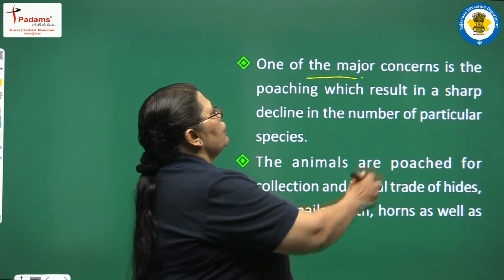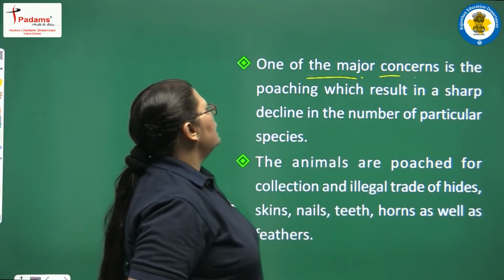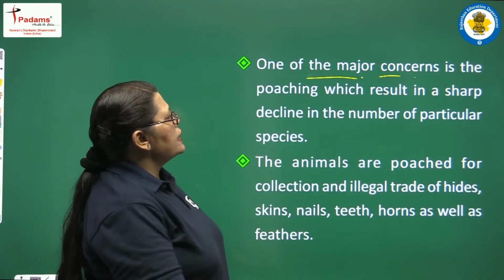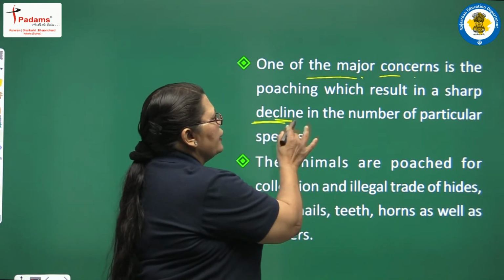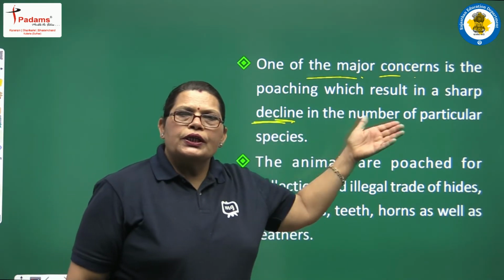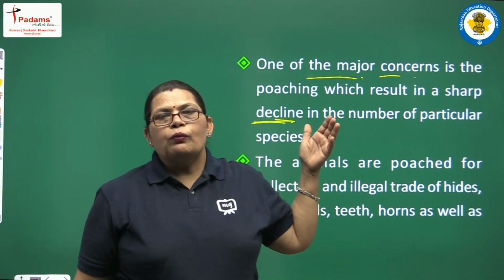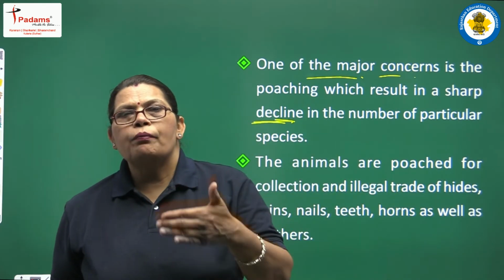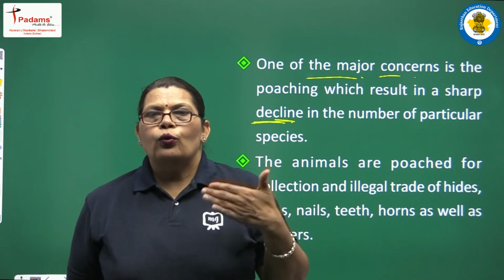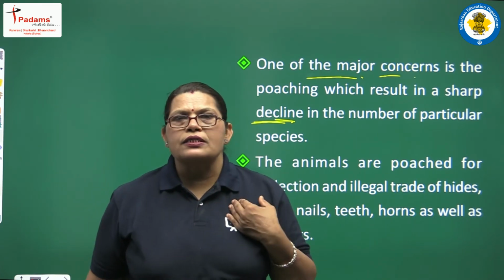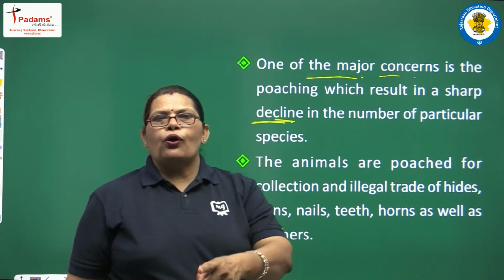See here, one of the major concerns is poaching. Yes, poaching is also the main concern. It results in a sharp decline in the number of particular species. At present, the situation is what? आप फिल्मों में कई ऐसे स्पीसीज के बारे में देखते हैं बच्चों जो अब नहीं है. Who is responsible for all these things? Yes, we humans. We humans are responsible for all these things.